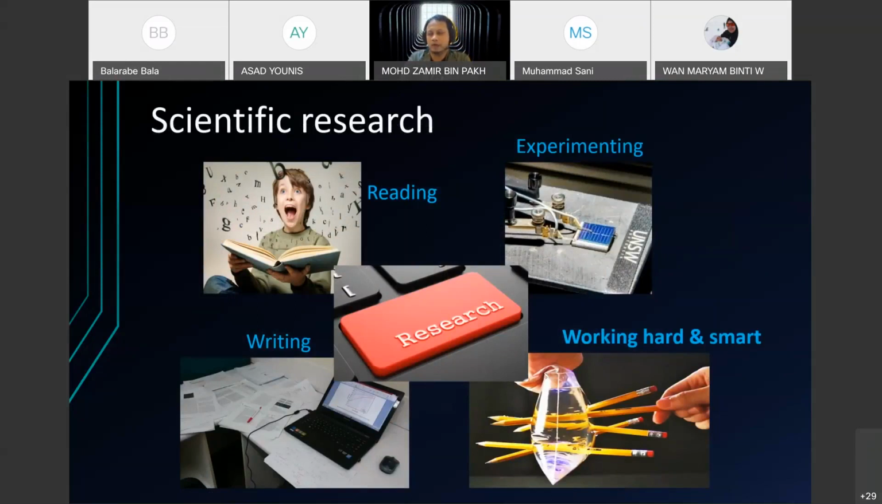So when you start your life as a student, MSc or PhD, you're going into this new life, I would say, which involves reading, experimenting, writing, and most of all, working hard and working smart. Before you come to your publication, before you come to your title, and generating your experiments and planning your experimental design, analysis of your data and everything, it starts with reading first.